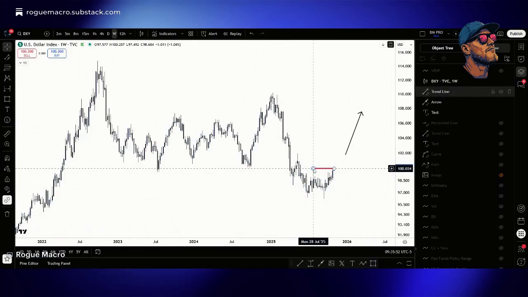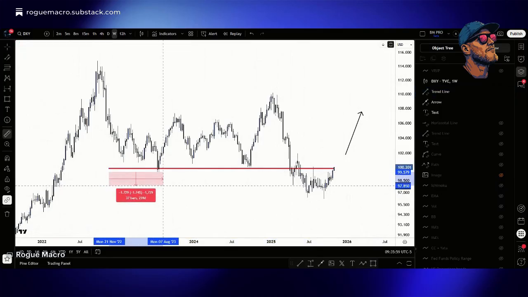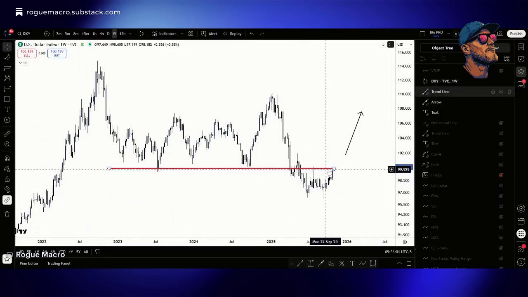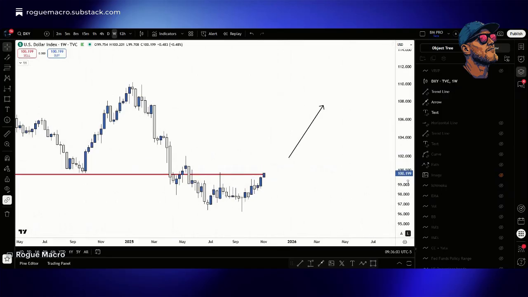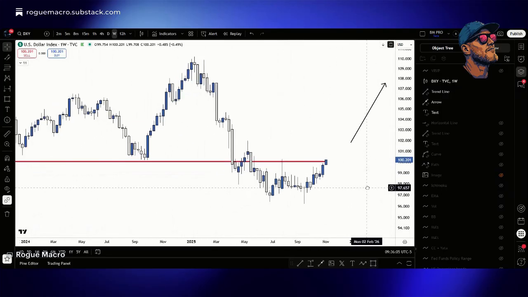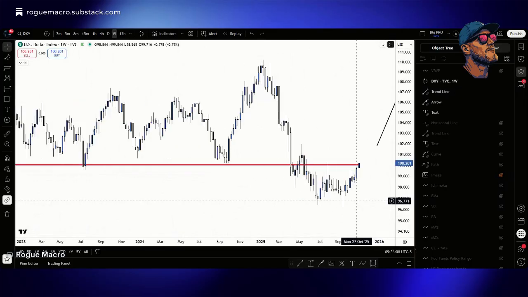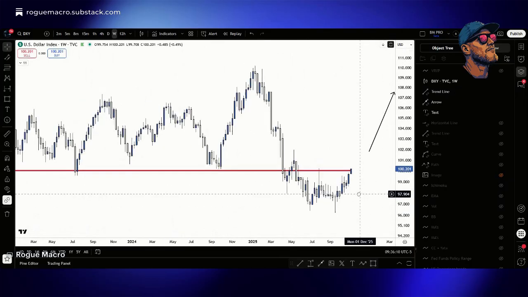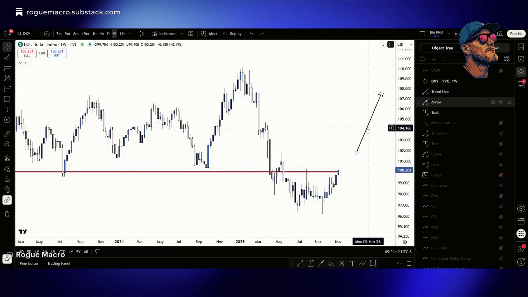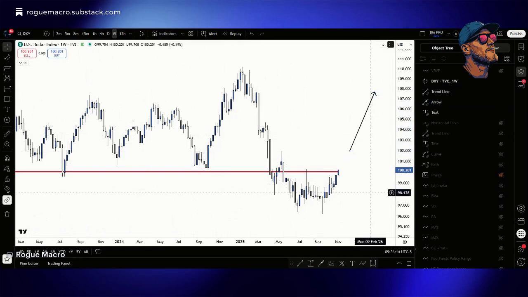But I just noticed this one. We are at this long-term support turned resistance as well. We'll see if we can break up above that. Very interesting that that is also right around the $100 mark, or 100 mark on the DXY. But I do expect this to get stronger and to squeeze the foreign markets.